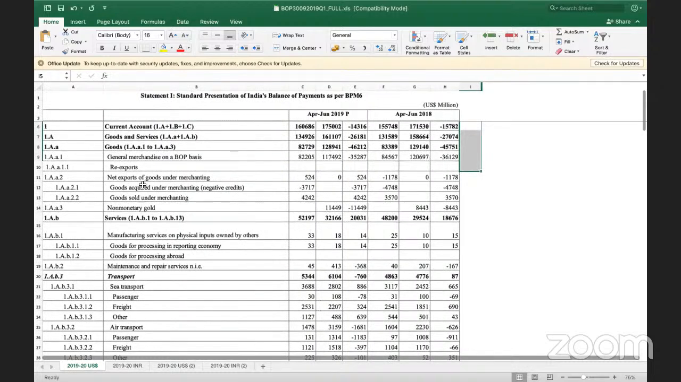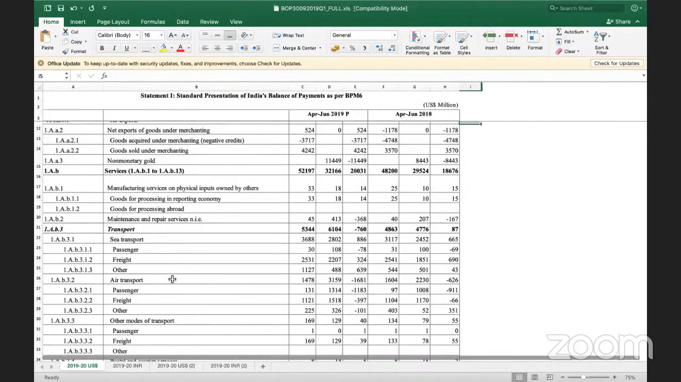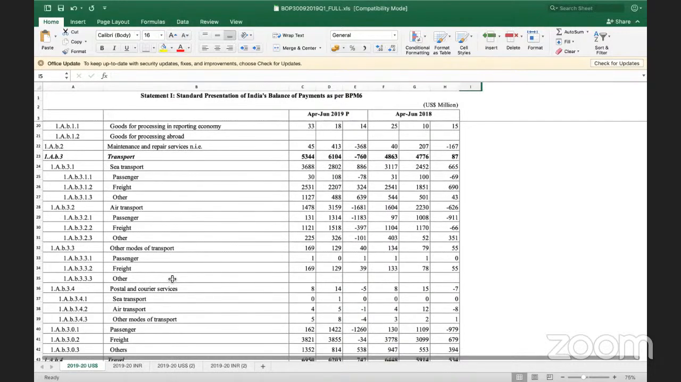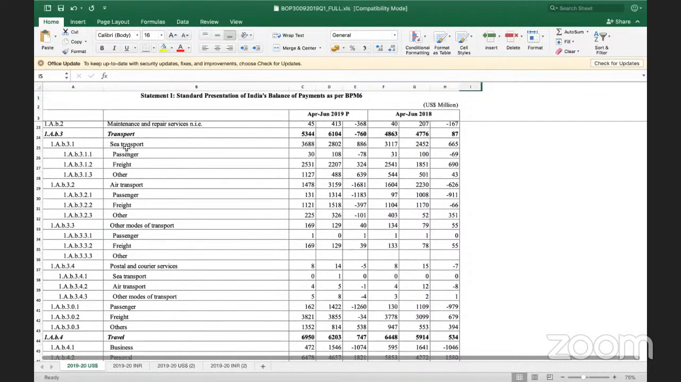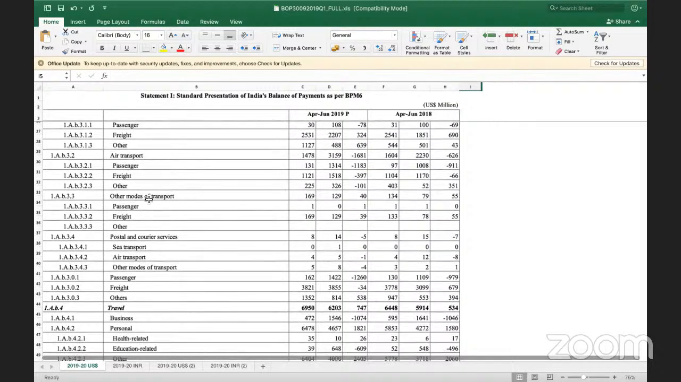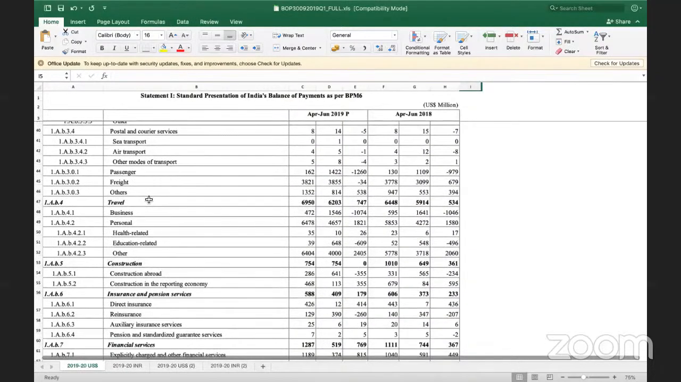Then this is goods and services. If you go through the services, look at this: sea transport, passenger transport, freight, and other. Air transport, again passenger transport, freight, and other. The categorization for sea transport, air transport, and other modes of transportation. All these are services.